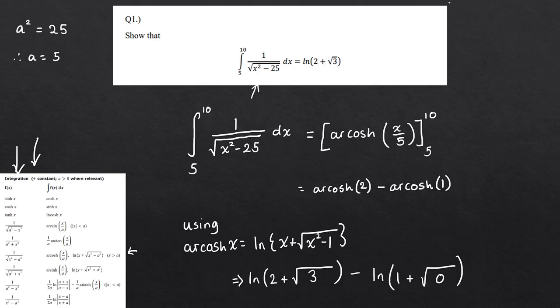But remember, the natural logarithm of 1 is equal to 0. So all I'm left with here is the natural logarithm of 2 plus root 3, as required. I'm running out of room a little bit at the bottom, but that's the result we wanted to show. So the natural logarithm of 2 plus root 3. That's the first question.